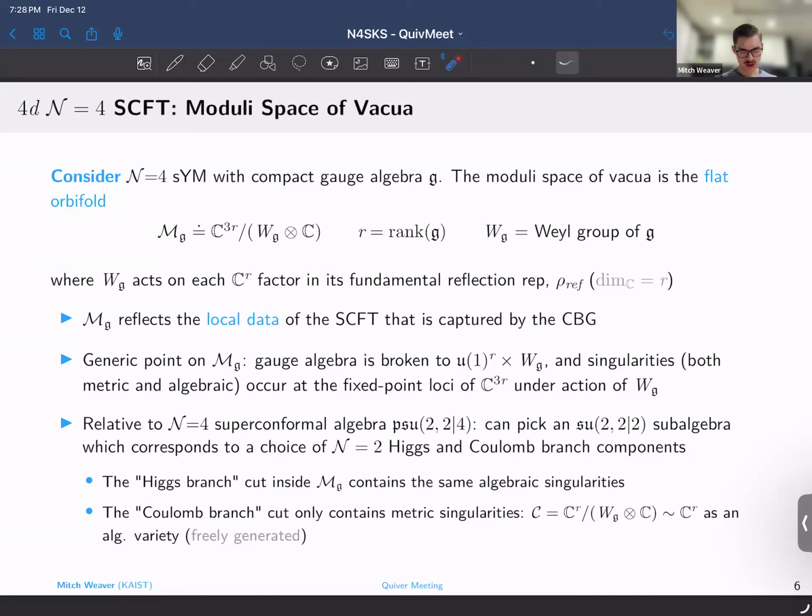And in particular, the Coulomb branch will take this form here. It'll just be C to the R modulo this complexified action of the Weyl group, where it's still acting on this factor of C to the R in the reflection representation. But topologically, this space, because it's still a flat orbifold, is just C to the R as an algebraic variety, which means that it's freely generated. So the topology of the Coulomb branches is simple, and there are no algebraic singularities, only metric singularities still occurring at the locations of these fixed loci.